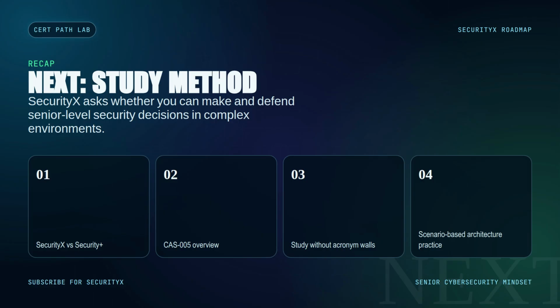So as you study, do not only ask, what does this term mean? Ask, where does it fit? What risk does it reduce? What trade-off does it create? How do we validate it? And who owns the remaining risk? That is the SecurityX CAS-005 mindset.